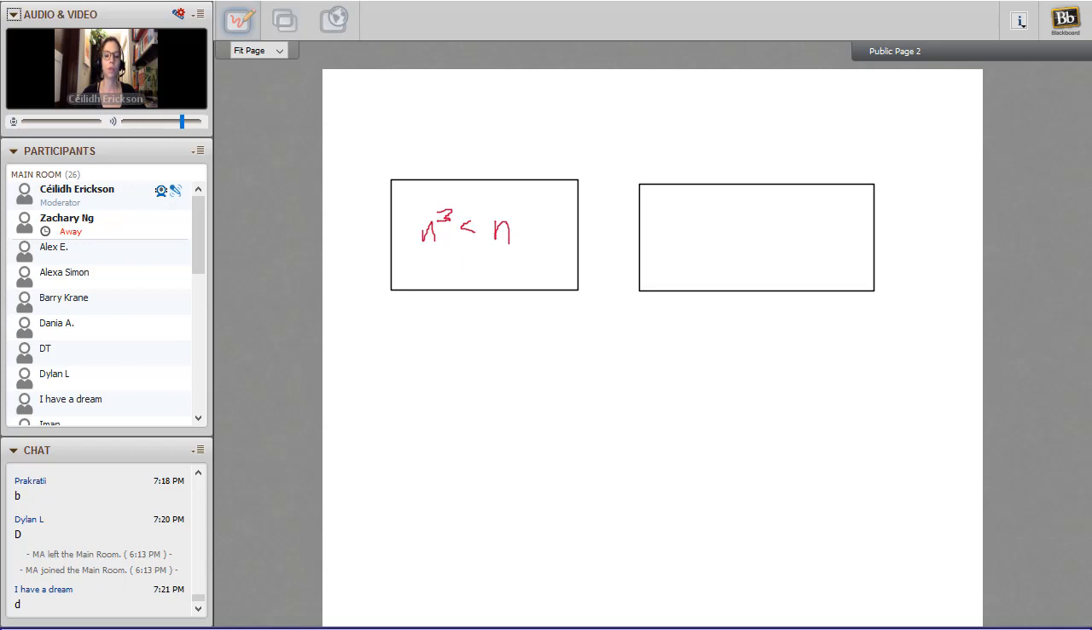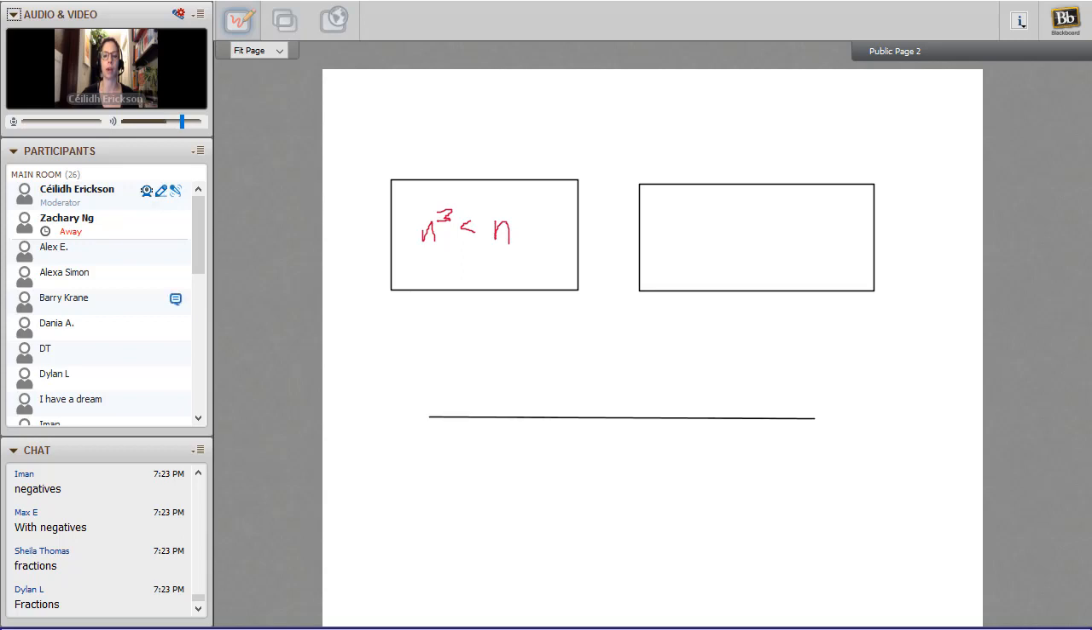So in other words, when do we get a cube that is less than the number itself? All right, negatives. I think we're on to something, but let's get more specific. Fractions. Again, let's get more specific. So here's what I mean by more specific. Think of a number line. And there are basically 3 major pivot points on a number line. There's 0, there's 1, and there's -1.